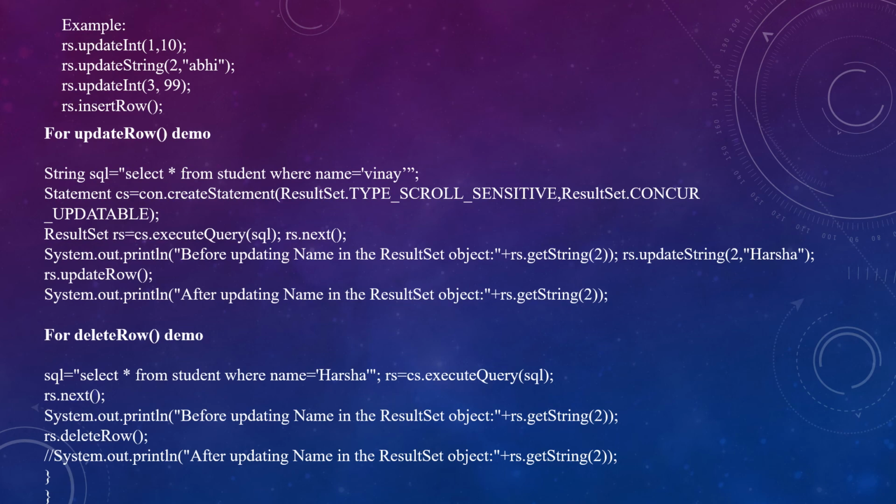Next example for delete row, SQL is equal to select star from student where name is equal to Harsha. rs is equal to cs.executeQuery. rs.next, before updating, it deletes a row from the table that is created. Before updating the name in the result set object, it deletes the row. Then after deleting, it takes a print statement after updating name in the result set object.